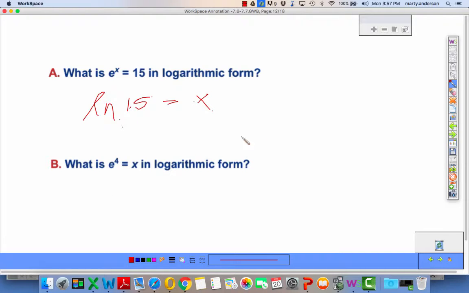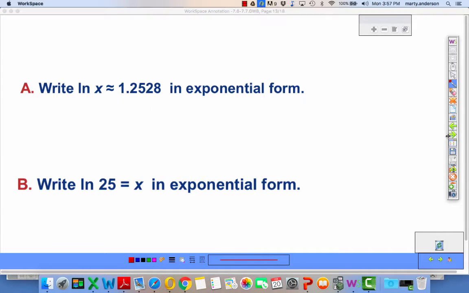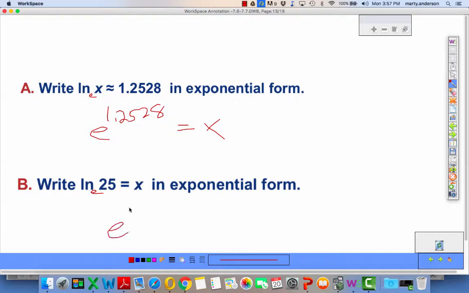And down here, that's the same problem as the other one, isn't it? ln of x equals 4. E to the 4th equals x. So all the same rules as what we had earlier. Write in exponential form, what is e to the 1.2528 equals x. Now I would type that into my calculator and I would solve for x. There's an e there, even though it's not written. There's an e here. E to the x equals 25. If I wanted to solve this one for x, I would just type the ln 25 into my calculator.